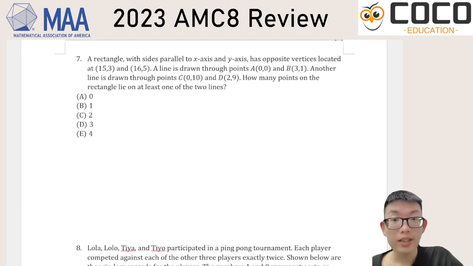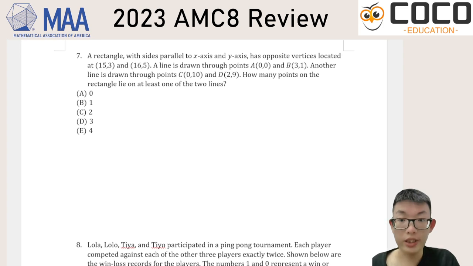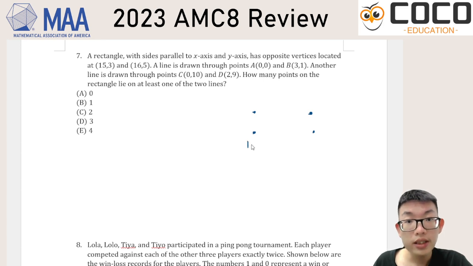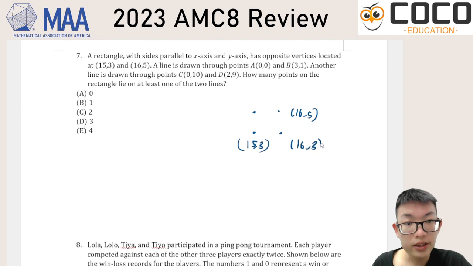Question 7. Now, we see a little bit of coordinate geometry, but coordinate geometry in the AMC8 really just requires you to understand coordinates. You don't really need to know anything too complicated about equations. We just have this rectangle with the sides parallel to the x and y axis. And so 15.3, I realize that my scale is a bit off because I've got 15.3 and I've got 16.5. Which means that this would be 16.3 and that would be 15.5.